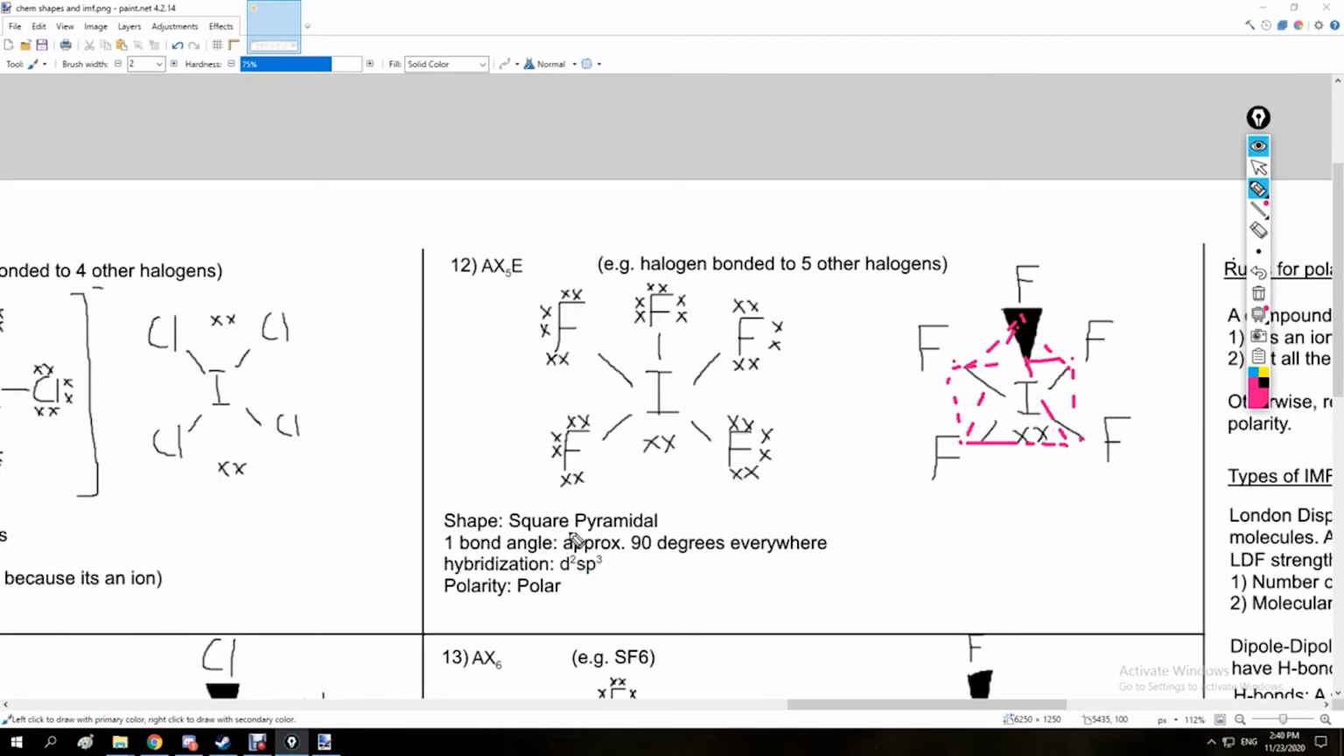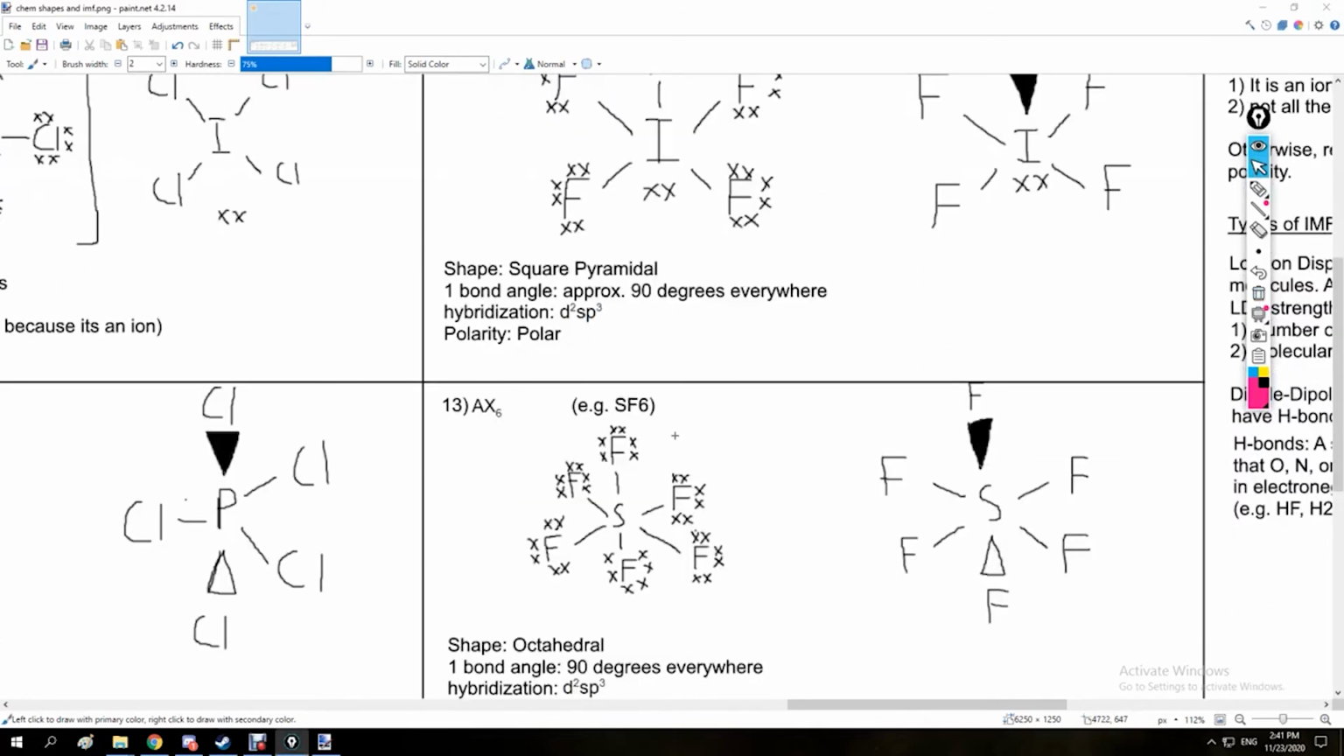So this shape is called square pyramidal, if you can kind of visualize that it's a square pyramid, and the bond angle is 90 degrees. This F forms an angle of 90 to all the other Fs, and these Fs, because they're in a square base, form a 90-degree angle to each other. This, of course, is a polar shape because these vectors will cancel out, but this one going vertically upwards will not.